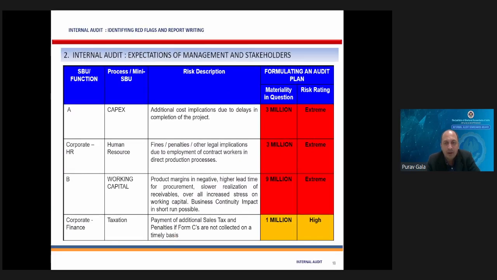Materiality. This is a word that most of the auditors are familiar with, or most of us professionals in the fraternity are familiar with. So what I should do? Put one more box and put the materiality in question. Now this will help me to plan my audit. Now I have the four risks again, and then I have the materiality in question and also the risk rating.